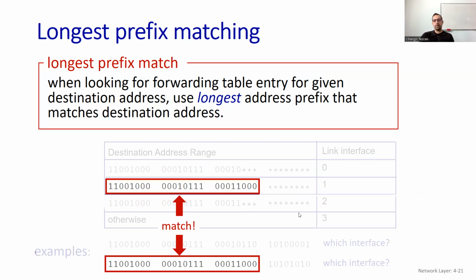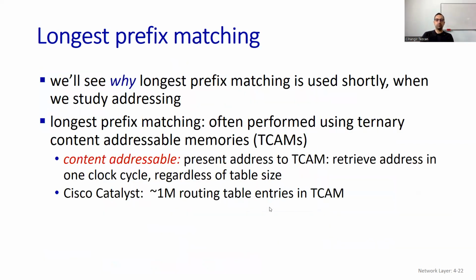Okay. This is important because at some point, your Internet service provider might give this IP address to you, but people were using this block by other servers. So this way, with the longest prefix matching, they will know where you are. This actually allows you to have communication. So the question is here, it says we will see why longest prefix matching is used shortly when we study addressing, but I already gave you the answer.